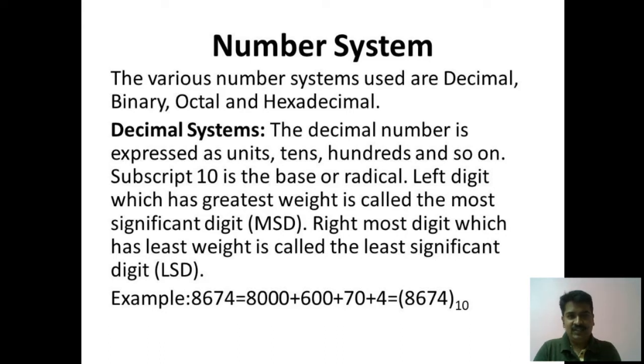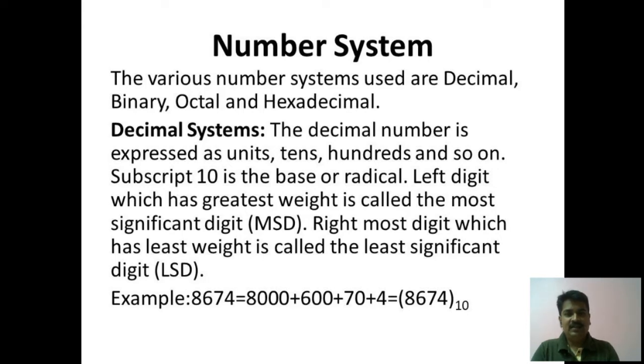The leftmost digit, which is 8 here, has the greatest value, greatest weight, and is called the most significant digit. The rightmost digit has the least weight, because it is in the units, and this 4 is called the least significant digit.